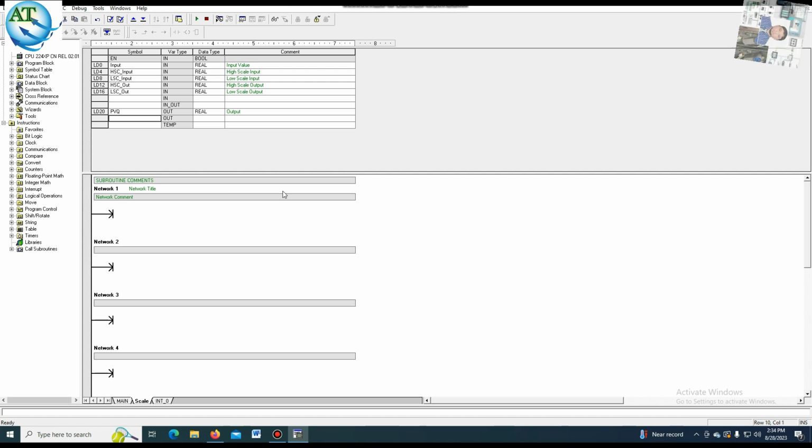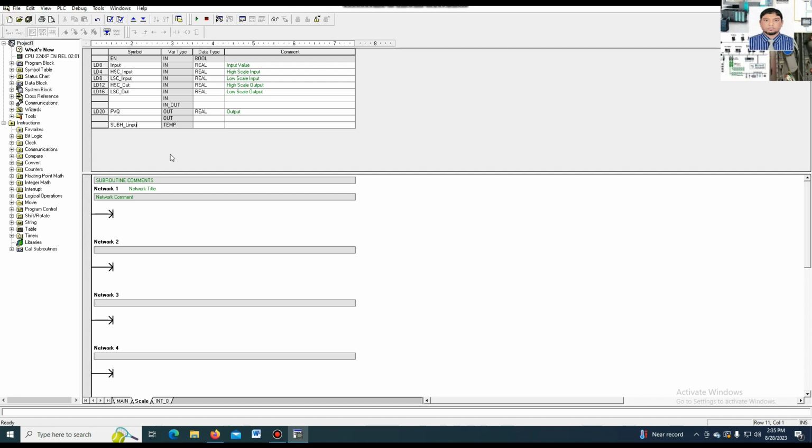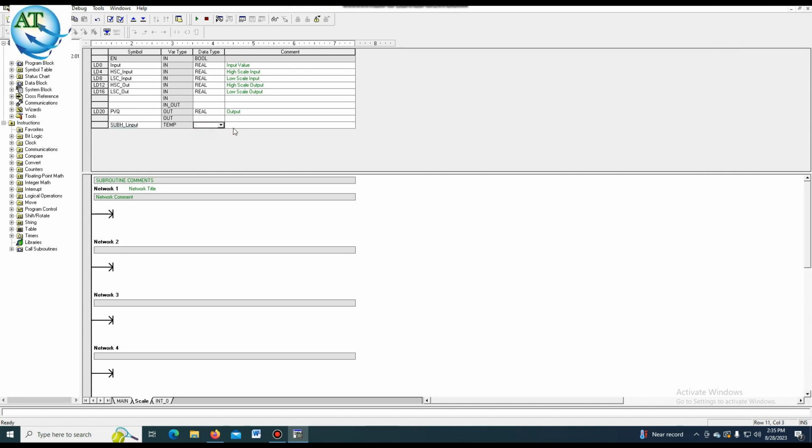Then here we define another temp variable to help in the program. We make it sub high low input. Okay, for my understanding, I make it high low input. The data type is temp, real data type, so we make it real.